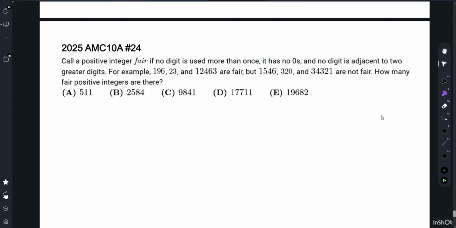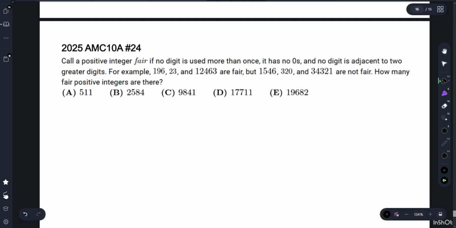Hello guys, so 2025 AMC 10A Problem 24. Call a positive integer fair if no digit is used more than once, it has no zeros, and no digit is adjacent to two greater digits. For example, 196, 23, and 12,463 are fair, but 1,546, 320, and 3,400,321 are not fair. How many fair positive integers are there?